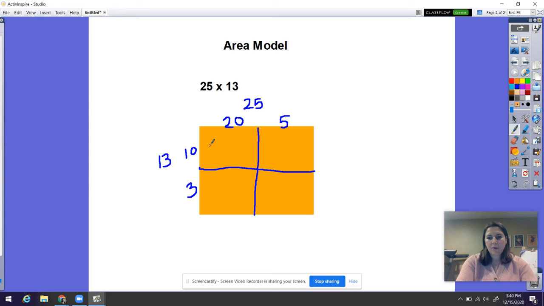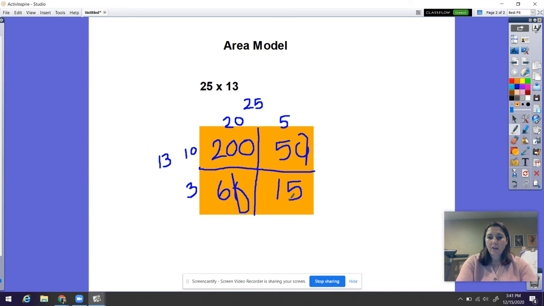So 10 times 20. We teach them the zero method or the zero trick, where they're really doing 1 times 2, and they ignore 2 zeros, so they have to tack those on to the end. Then I'm doing 10 times 5, which is 50. Then I'm doing 3 times 20, or 3 times 2, which is 6, tacking on the 0. Sorry, my pen is being a little wacky. And then 3 times 5, which is 15.